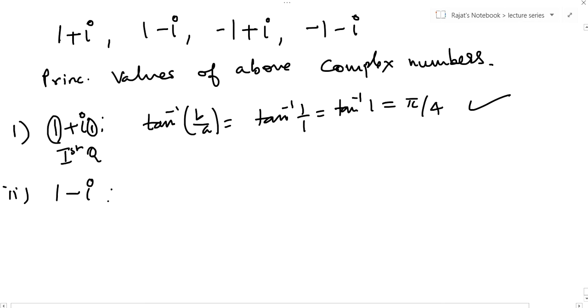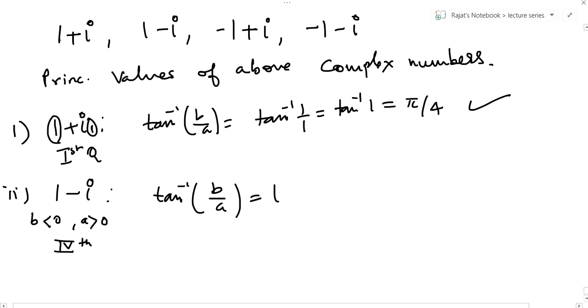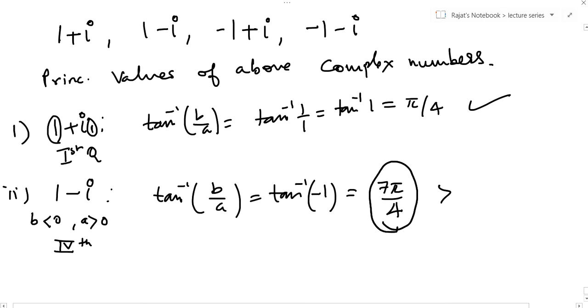Second, 1 minus i. Now if you see, b is negative and a is positive, so this is essentially the fourth quadrant. Solving it, we'll get tan inverse b by a, tan inverse of minus 1. Last time, if you remember, we were getting two angles, one in the second quadrant, 3 pi by 4, and another in the fourth quadrant, 7 pi by 4. And I told you we will not take the second quadrant value because b is negative and a is positive, so the angle should be in the fourth quadrant. So we got 7 pi by 4. But 7 pi by 4 is greater than pi.